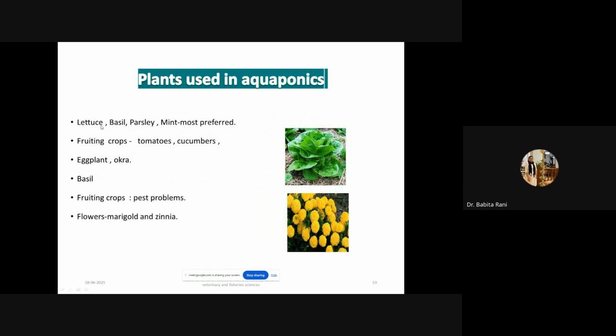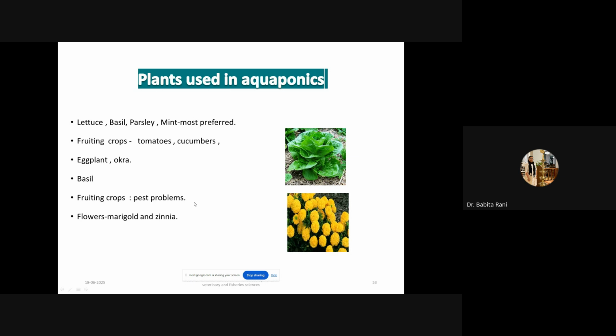Normally, plants used are lettuce, basil, parsley, mint, and fruiting crops, tomatoes, cucumbers. You can go for cherry tomatoes also, eggplant, okra, basil, fruiting crops, anything. We have done capsicum, bell pepper, and many fruiting crops. Cherry tomatoes are very good for this. Flowers like marigolds, and also cut flowers, they are able to do.